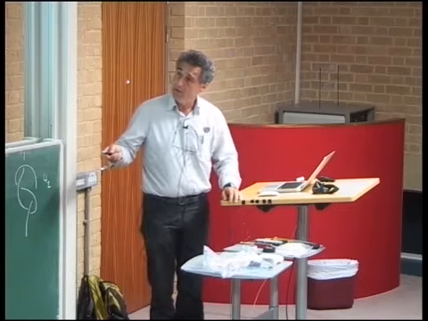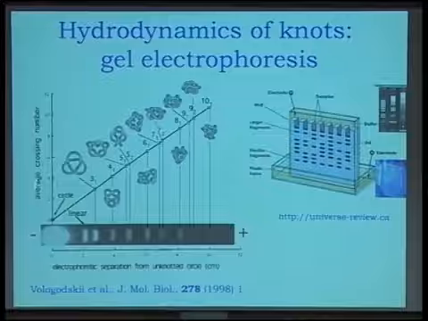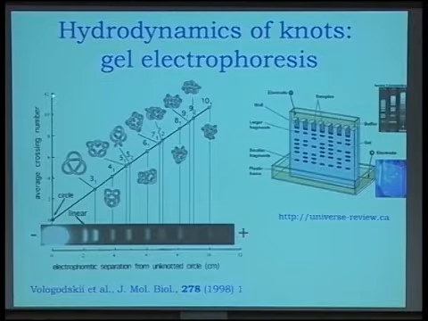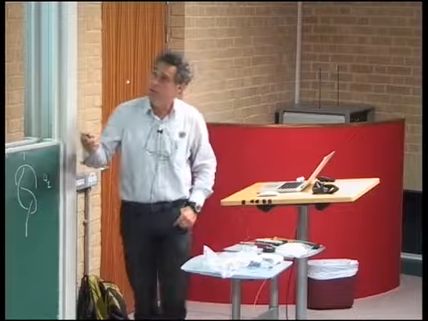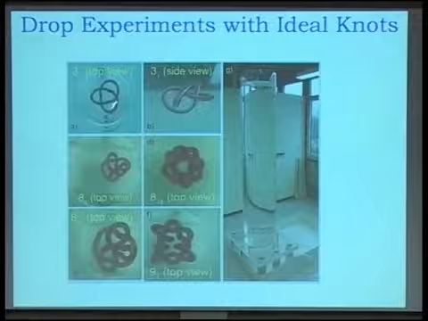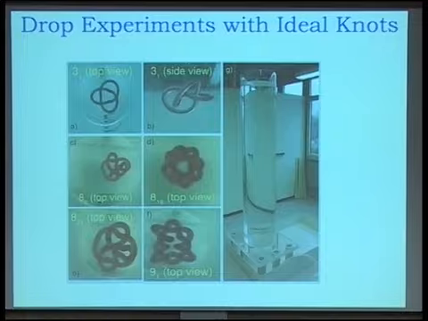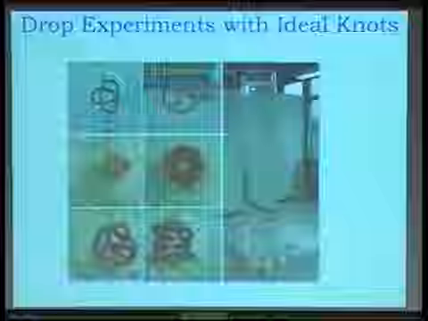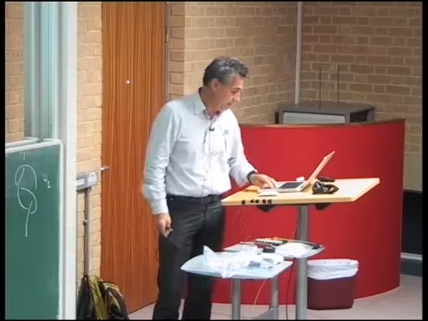But what is really interesting is that this is a topological quantity, the average crossing number, and this is a physical quantity, and they are linearly related. So we set out to do some experiments with this. We produced knots in the ideal shape using epoxy resin and 3D printers, and then we drop them in a column of silicone oil and look at the sedimentation speed and different properties. So you can see here an example.